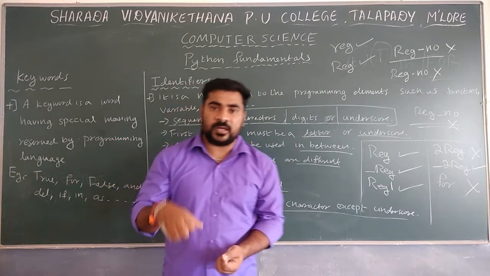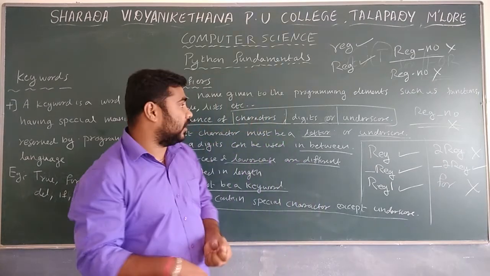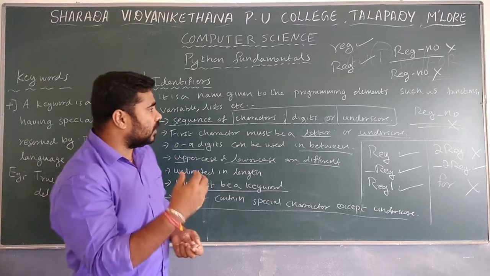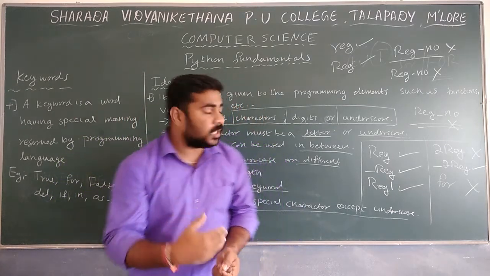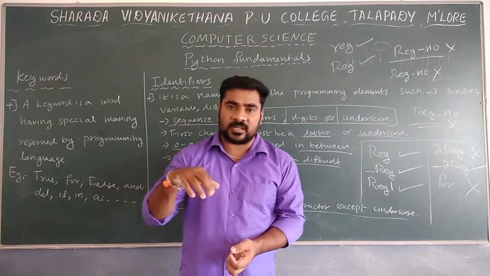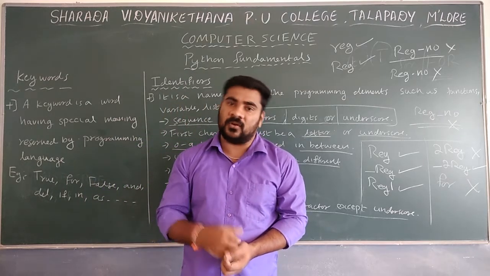These are the different rules to write an identifier. Remember, all rules are important. What does identifier mean? An identifier is a name given to a programming element, and these are the different rules. Remember that this is a very important topic. They are asking this one for 5 marks.